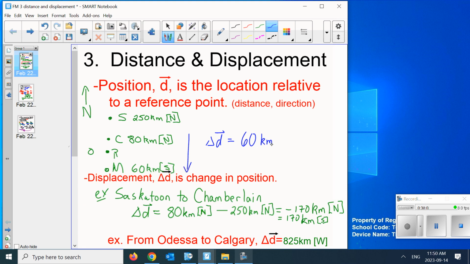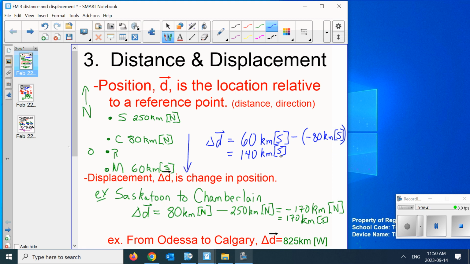I'm going to make it final minus initial. Now I have to use the same system, whether it's north and south, so I chose south. Final minus negative 80 kilometers south. Now, the arithmetic is easy. You actually add, so it's 140. You can do this without vectors. You guys follow this? That's your displacement.